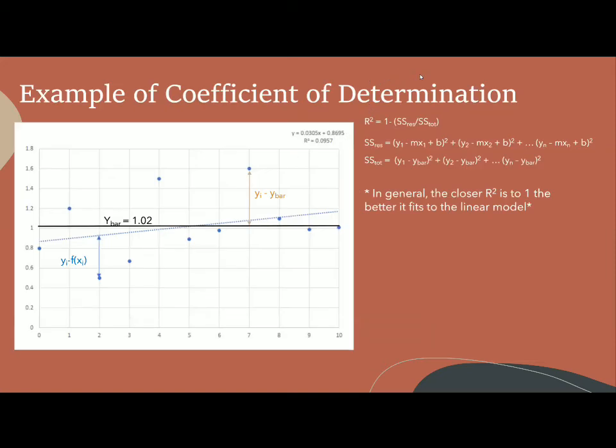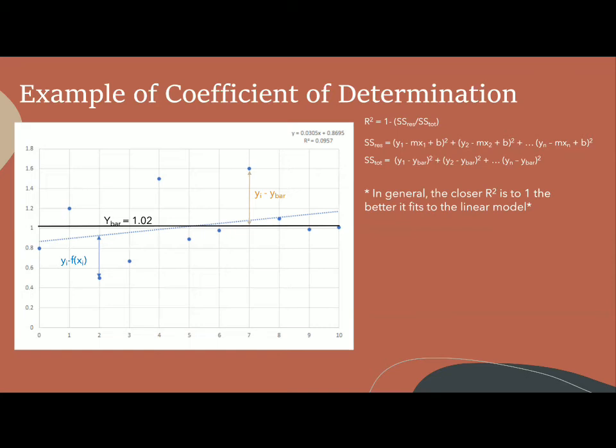An example of the coefficient of determination is as follows. I have a graph that is a bunch of random values and a line of best fit on the graph, and the equation for the line of best fit is found in the top right, as well as the coefficient of determination. So how do you find the coefficient of determination?